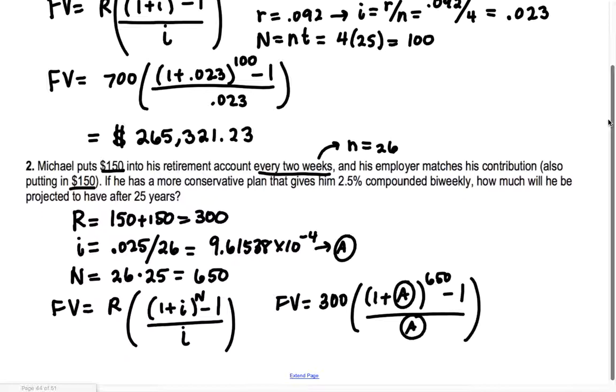Do you guys need calculators? KJ, do you need a calculator? Yeah, grab a calculator. I always have those calculators sitting on my desk. You guys can grab them. So start putting it all in. Make sure you get the same thing.